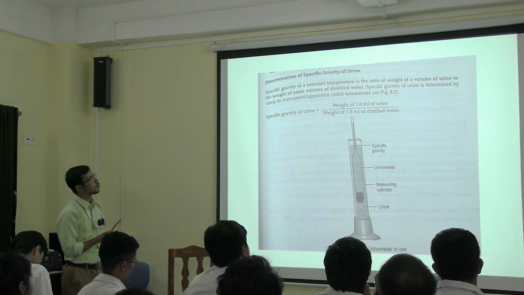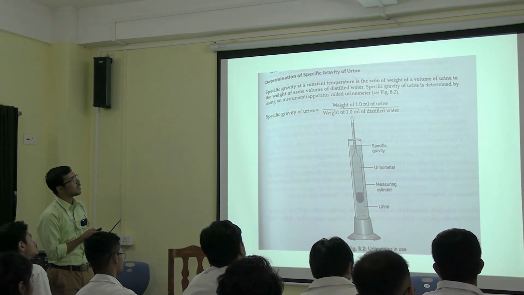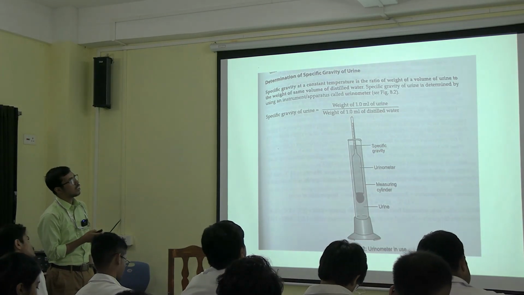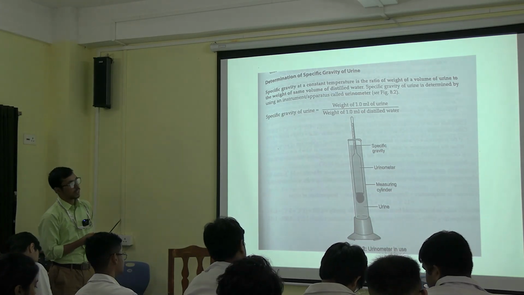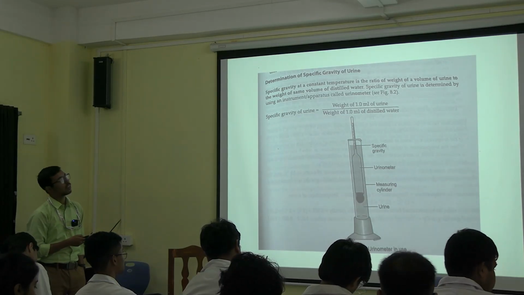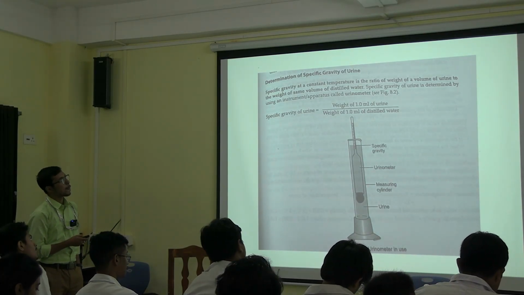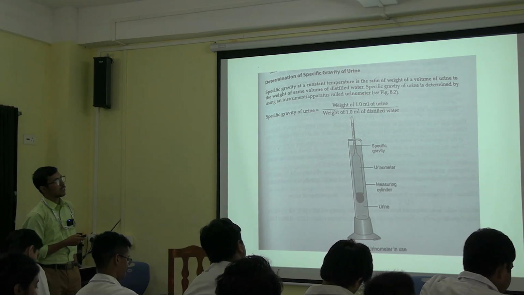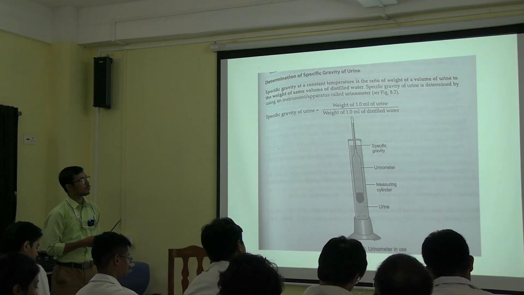So, determination of specific gravity of urine. You can write this point. Specific gravity at a constant temperature is the ratio of the weight of a volume of liquid to the weight of the same volume of distilled water. Specific gravity of urine is determined by an instrument or apparatus called a urinometer.